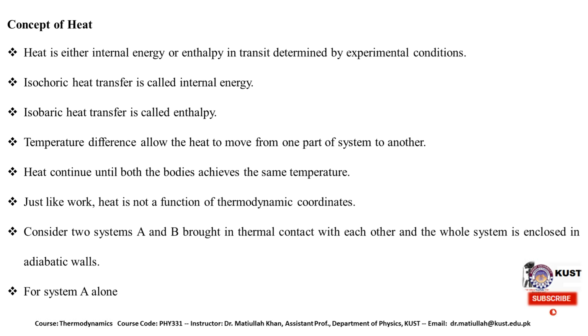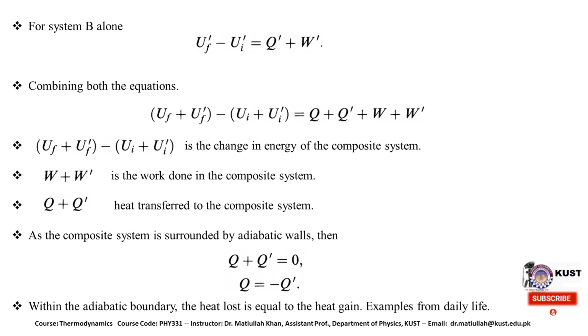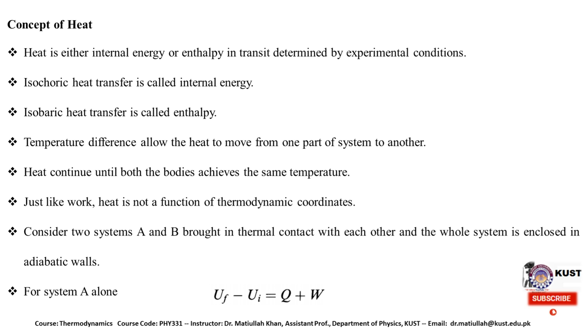As we consider that work is not a function of thermodynamic coordinate, just like in the previous chapter about the work done of different systems, in the same way heat is also not a function of thermodynamic coordinate. So if we want to develop the mathematical form of the first law of thermodynamics, how do we do it? We consider two objects or two bodies named A and B, and both the bodies are brought in thermal contact with each other.